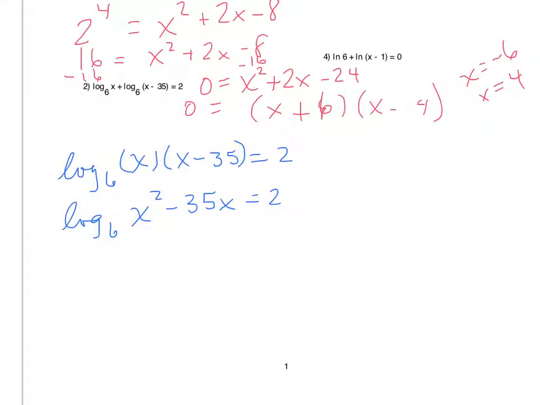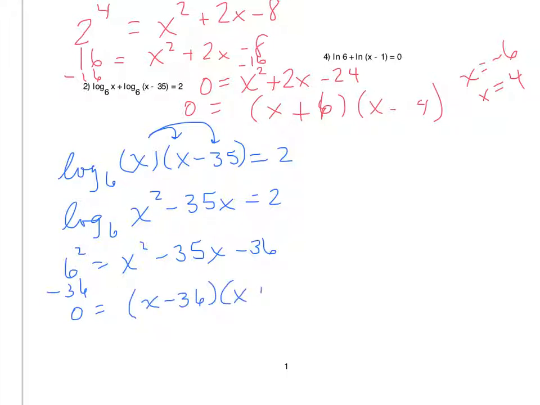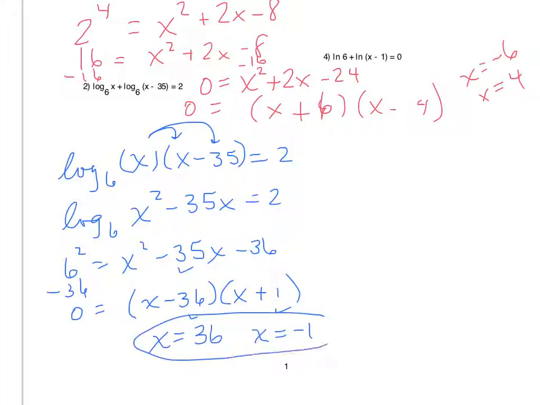Okay, this one's just x times x minus 35. So you don't have to do FOIL, you just distribute normally. You have to translate at this point: 6 squared equals x squared minus 35x. Move that 36 over and factor it. And you get minus 36 and plus 1. Those are the correct signs, because when I add negative 36 and 1, that's how I get negative 35. So I know I did it correctly. Set those equal to 0 and solve it. You get positive 36, but negative 1 for your 2 solutions.